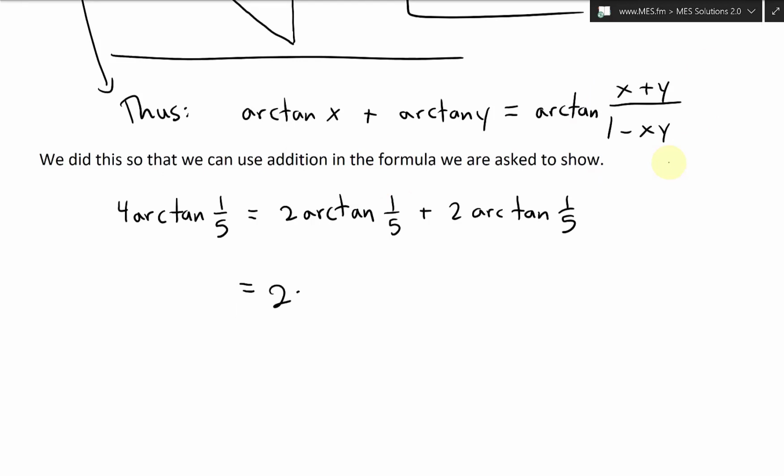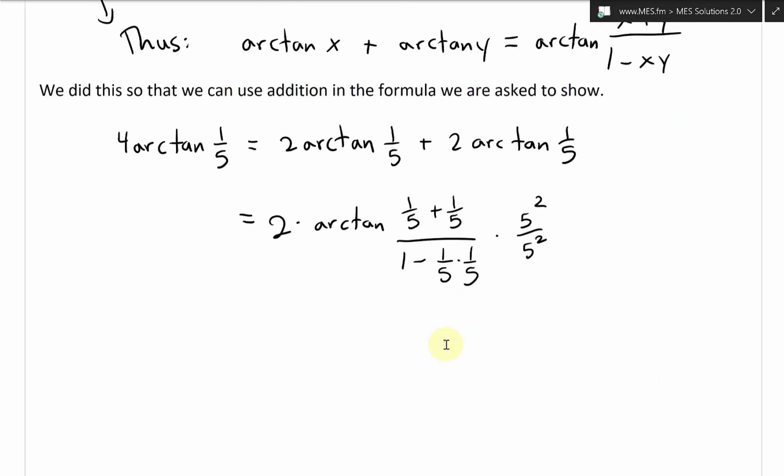So 2 times arctan of x plus y, again, y and x are the same. So 1 over 5 plus 1 over 5, divided by 1 minus 1 over 5 times 1 over 5. And what we'll do now is, inside this arctan, I'm going to multiply the top and bottom by 5 squared over 5 squared, like that. So we get rid of all these 5 squared.